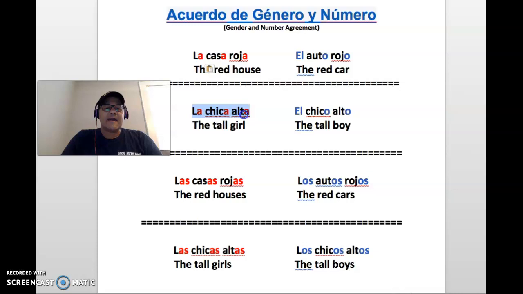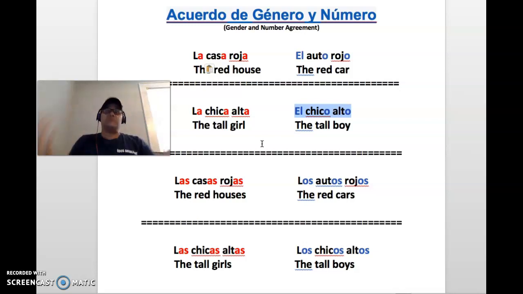Let's see another one. La chica alta. The tall girl. All right? Well, we're talking about a girl, so it ends in A. So the adjective has to end in A, and you have to use the definite article that ends in A. El chico alto means tall boy. And chico ends in O, so the adjective has to end in O. And because it's masculine, it's a boy, it needs to use the definite article el. Now, that's the gender number agreement.